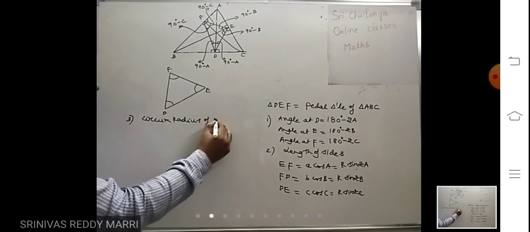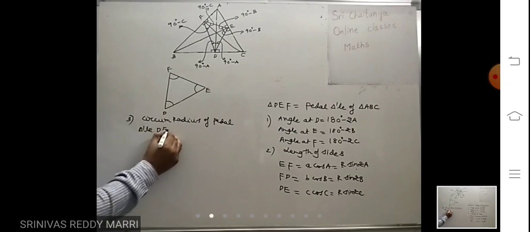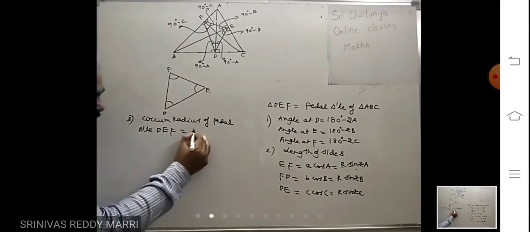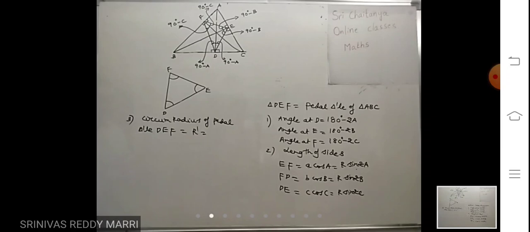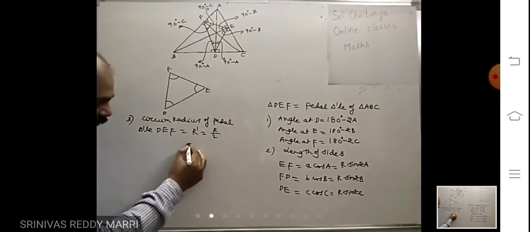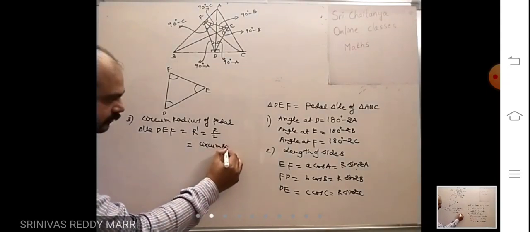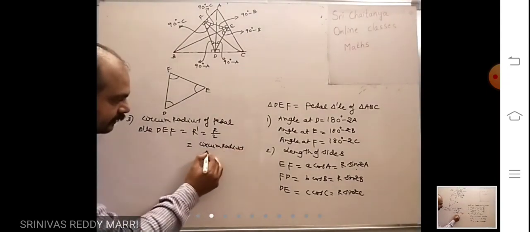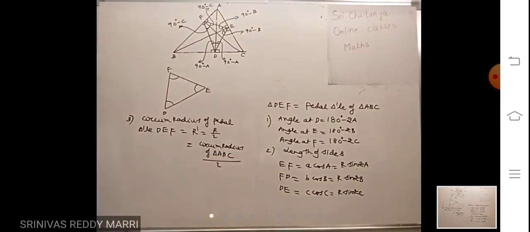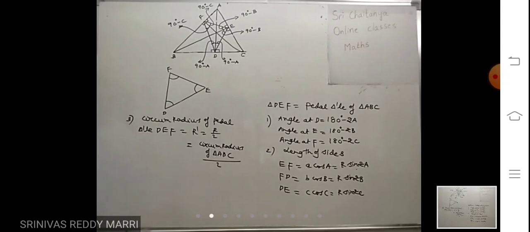Circumradius of pedal triangle. The pedal triangle DEF has circumradius denoted by R dash. That is nothing but R by 2, where R is the circumradius of triangle ABC, divided by 2. Look at how I will tell now. If you remember these two, you can get everything.